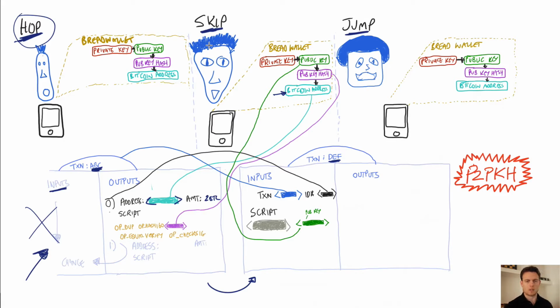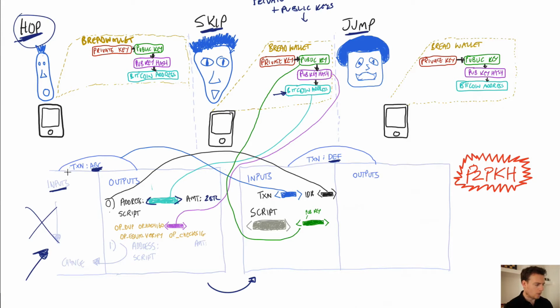A Bitcoin address is essentially a hash of the public key belonging to Skip, right? So Skip has one or more private and public keys. If you take the hash of the public key and then do a sort of double hash, that effectively gives you the Bitcoin address, and you have to encode it in a special way. I've done a very detailed video on that.